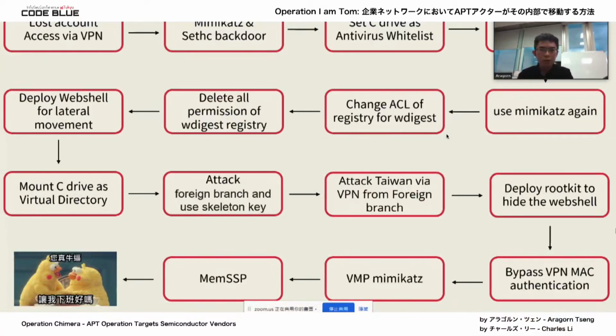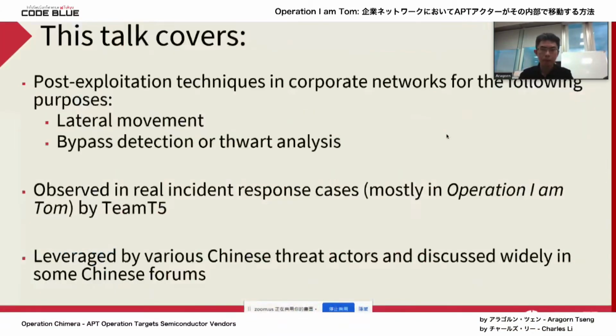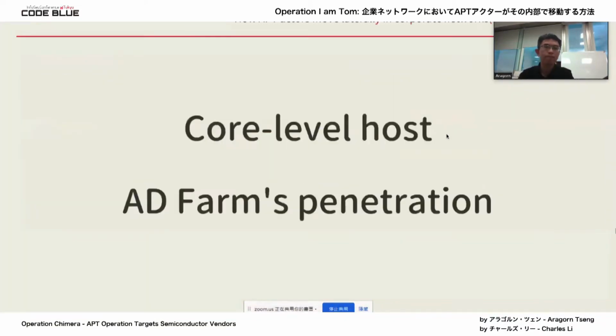After that, we decided to compile all the techniques they used in this attack, and they became the material of this talk. So this talk will cover some post-exploitation techniques used in corporate networks. Their purpose is either lateral movement, bypassing detection, or thwarting threat analysis. They are mostly observed in real incident response cases, which is Operation I'm Tom. They are leveraged by various Chinese threat actors, and they are widely discussed in some Chinese forums.